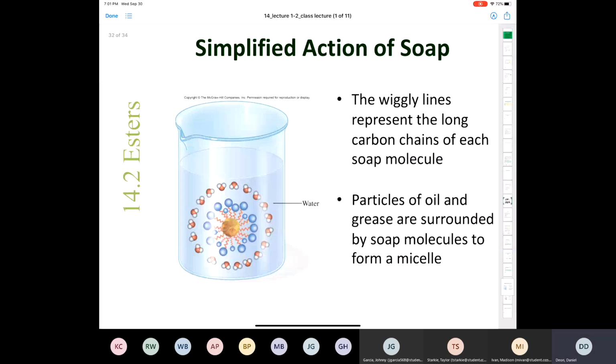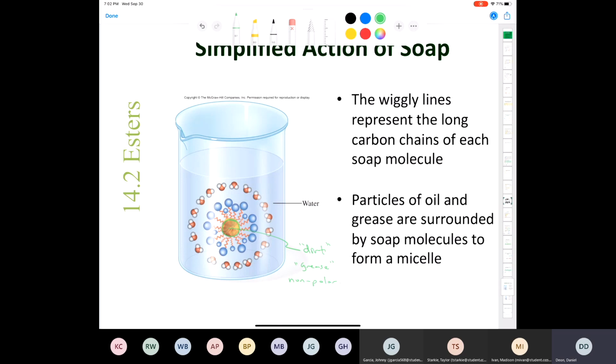Here's the simplified action of soap. This is how soap works. You see this thing in the middle here? A good scientist shouldn't use the word stuff or thing, but it's appropriate right here. This is dirt. Maybe this is a ball of earwax or something, but this is dirt or grease, something that's non-polar. Oils that we have on our skin are non-polar.